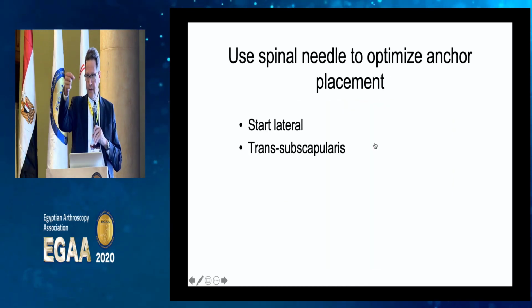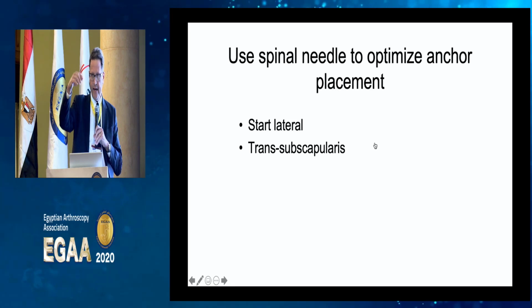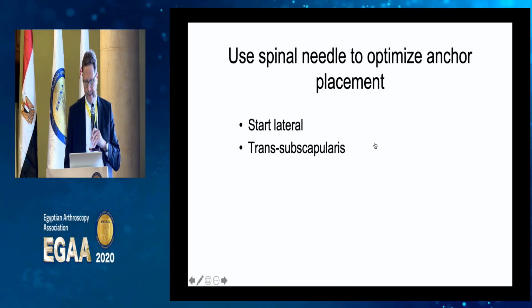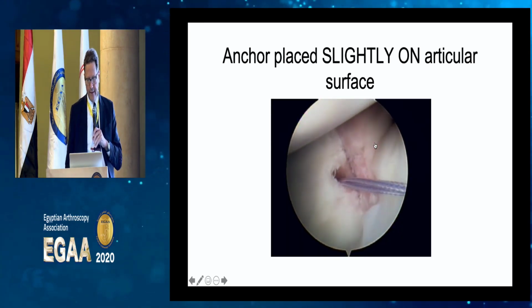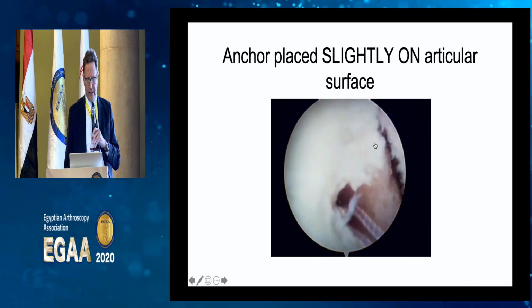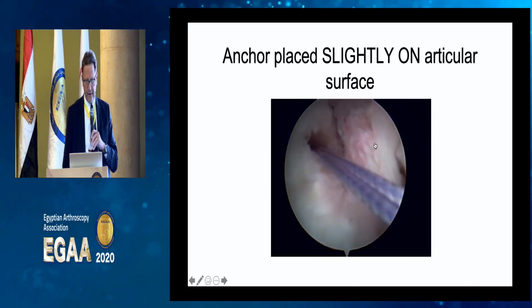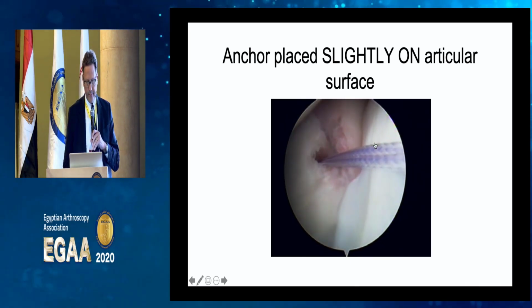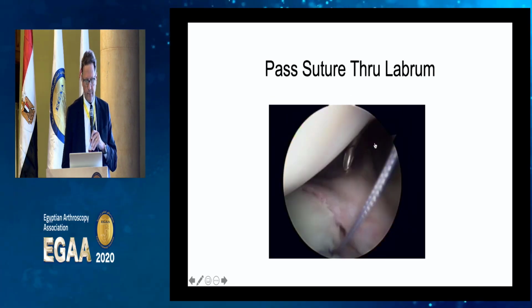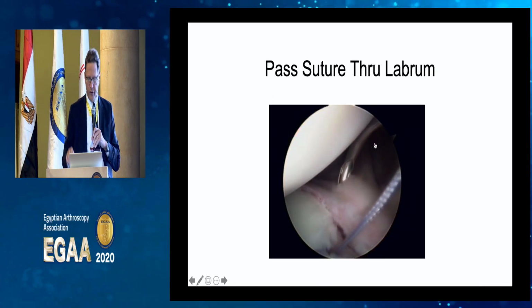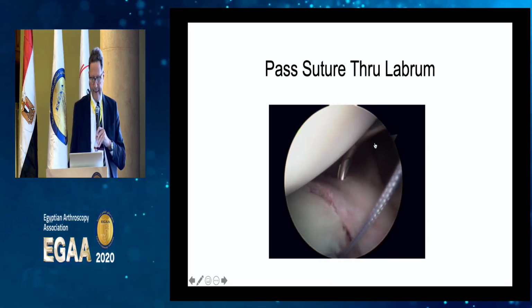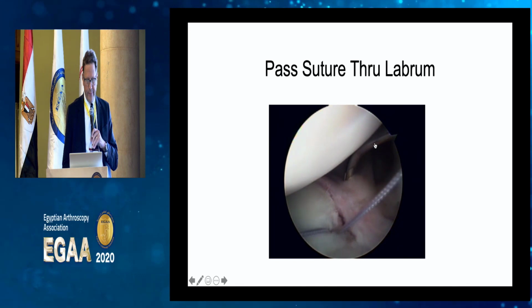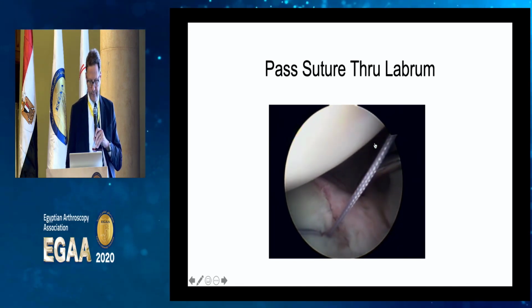Again, I like to use the spinal needle to make sure I can get my anchor exactly where I want to put it, and start lateral, and sometimes I come through the subscap. And just barely on the edge of the articular surface. You don't want to go heavily on the articular surface when you're doing the labral repair. And then passing a suture, you can use this device. There's probably 10 types of devices that you can use to repair the labrum, passing the suture through the labrum.